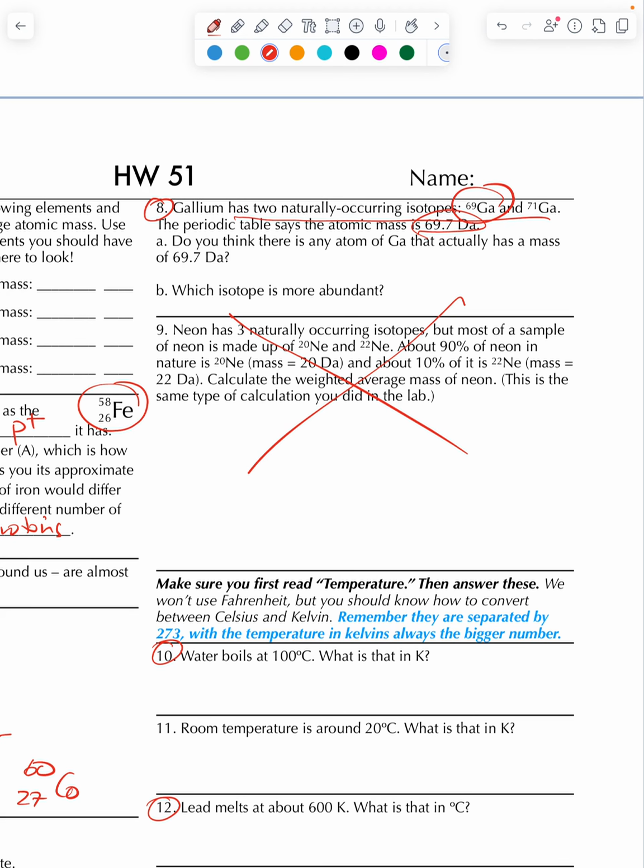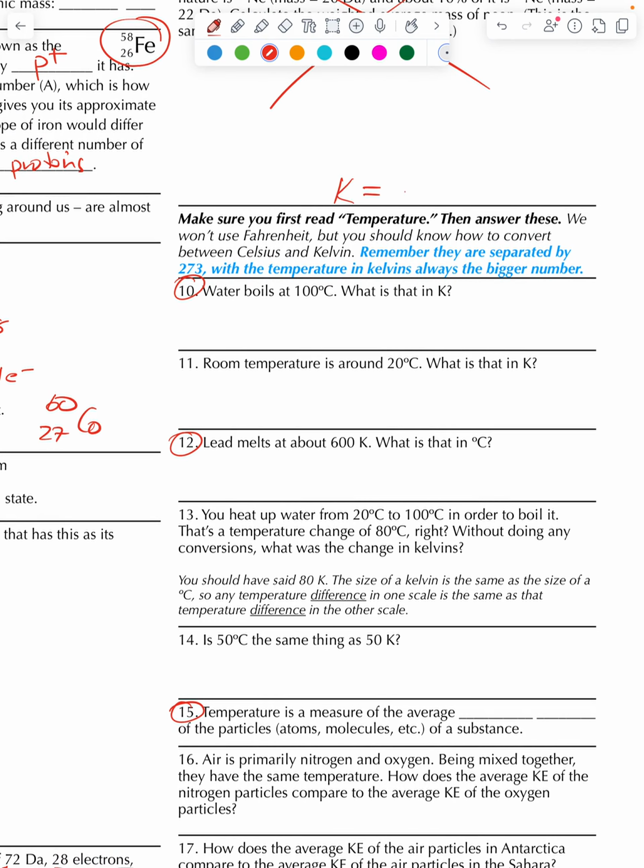Now, here's the other thing I said I might not ask, but do write down, if you can't remember: Kelvin is just degrees Celsius plus 273, and you can solve these. So what's 100 degrees Celsius in Kelvin? Add 273, and we get 373 Kelvin. So that's what I mean. They're always different by 273, and the Kelvin number is bigger.